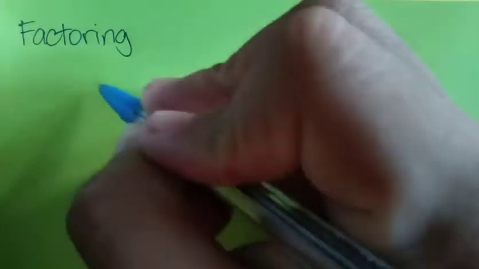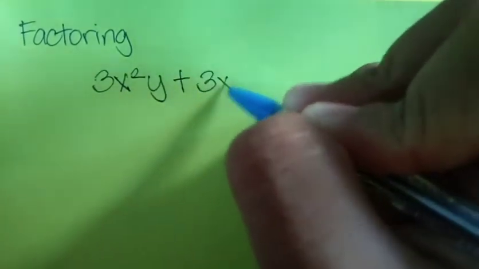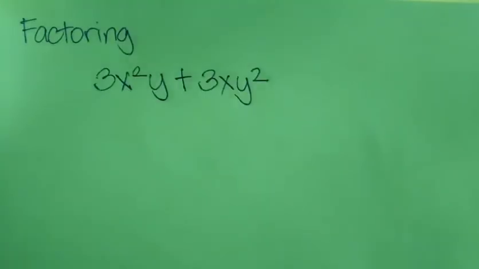So for today's video, we will be focusing on monomial factoring. Monomial factoring is one of the most common factoring methods that we use in algebra. So how does this method work? You're given an expression. For instance, 3x squared y plus 3x y squared. Now, you're tasked to factor this expression. So how are you gonna do it?